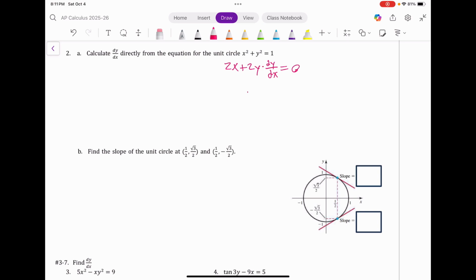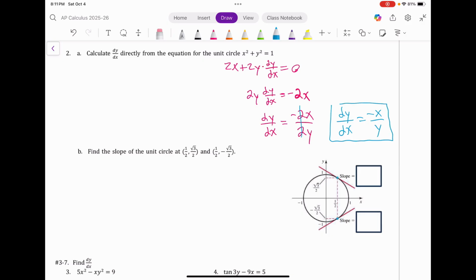And that'd be 2x, so we want to subtract 2x over. And then you want to divide by 2y to get dy/dx by itself. And so what happens here? The 2's cancel. So dy/dx, our derivative, equals negative x over y. And you can put that negative in front of the fraction if you wanted to, or move it down below to the y, whatever. Where the negative is located is not important.